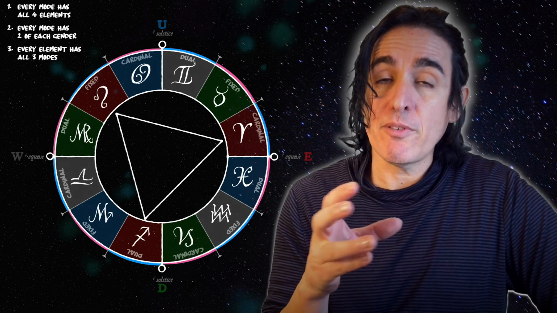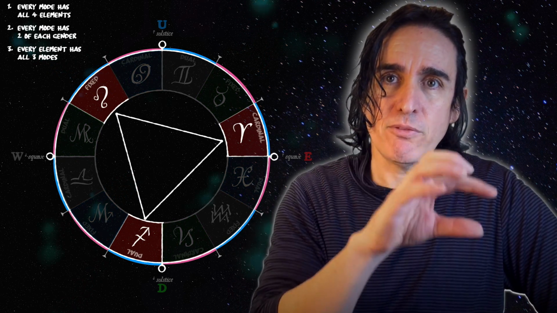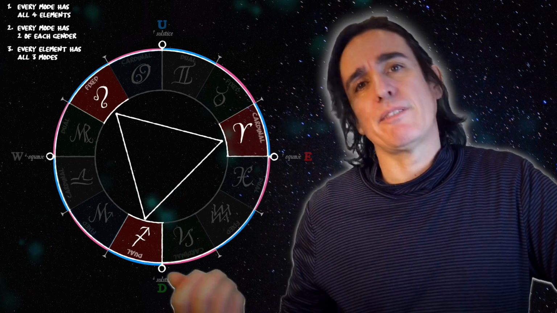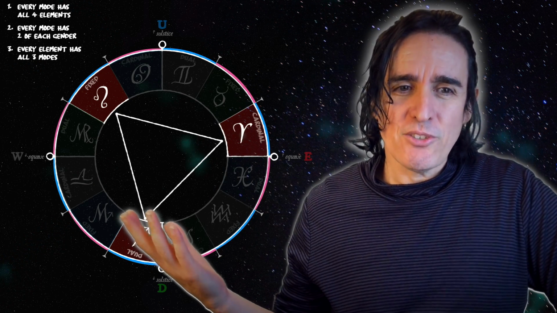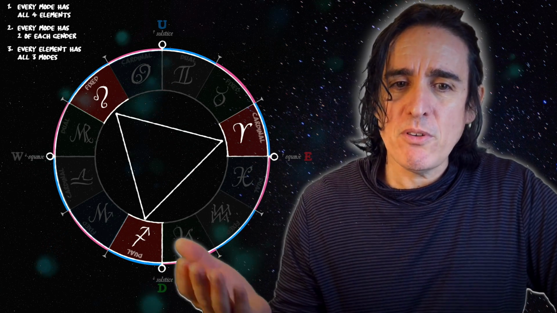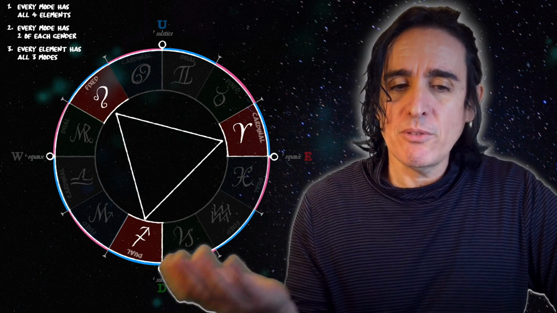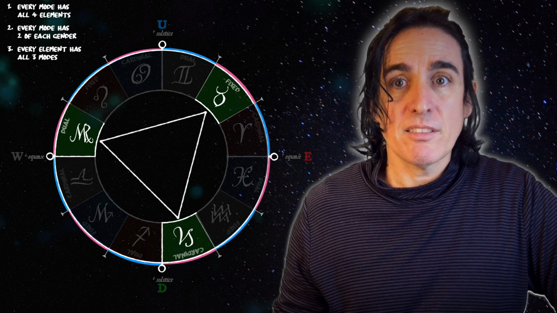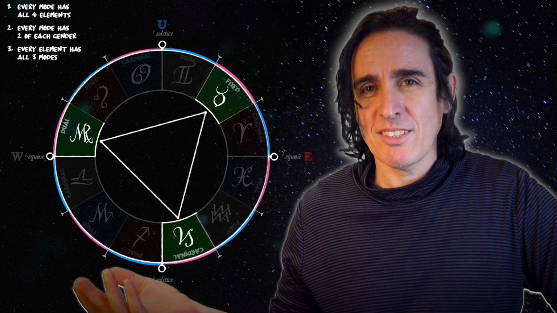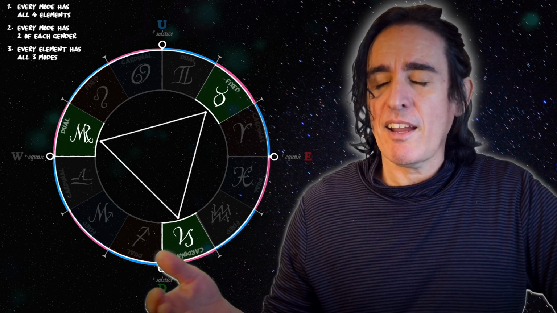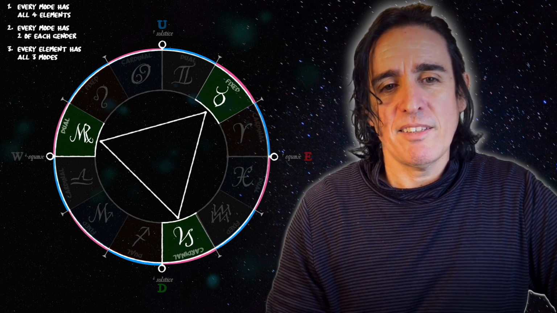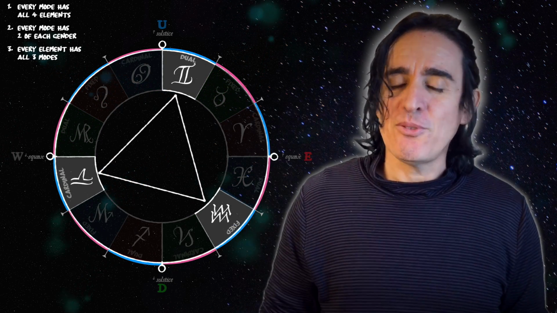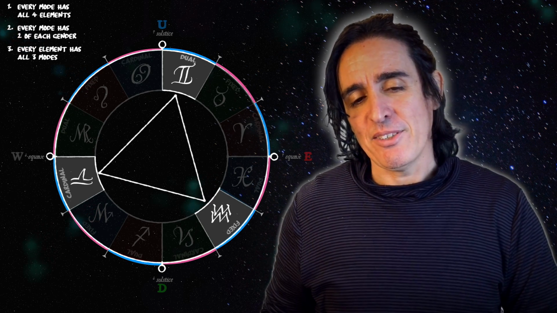So now let's look at it from the point of view of the trines that form between the elements in the zodiac. Here we're looking at the fire trine. The fire trine has all 3 modes. It's got Aries, which is cardinal, Leo, which is fixed, and Sagittarius, which is dual. Now let's look at the earth trine. It's got all 3 modes. Taurus, which is fixed, Virgo, which is dual, and Capricorn, which is cardinal. Now we can look at the air sign. It has all 3 modes. Gemini, which is dual, Libra, which is cardinal, and Aquarius, which is fixed.